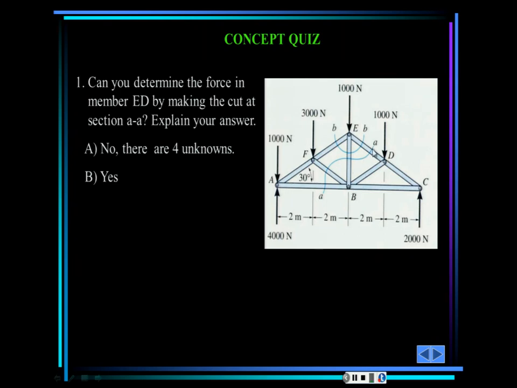What do I do after that? I can't continue with the sections. I have to go back to the joints and start. But the problem states only if I can calculate ED. Yes, you can do moment here after you do the section. You can do moment here and calculate ED.